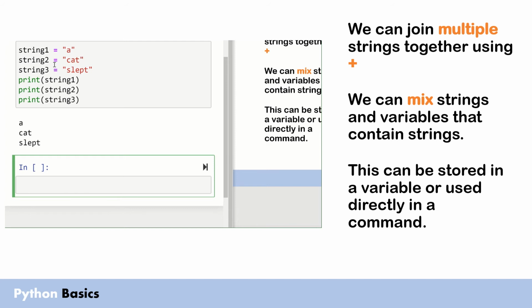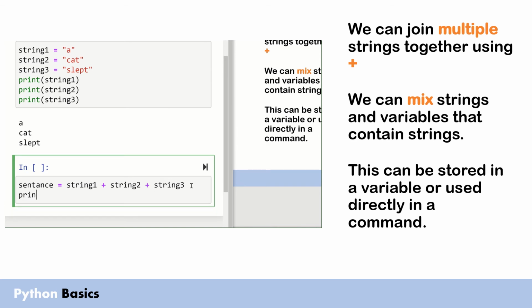So let's call this variable sentence. And what I'm going to do is add all of these together. So I'm just going to go string 1 plus string 2 plus string 3. Now remember, when we are using plus in this context, we are using concatenation. Okay, concatenation, joining of strings.